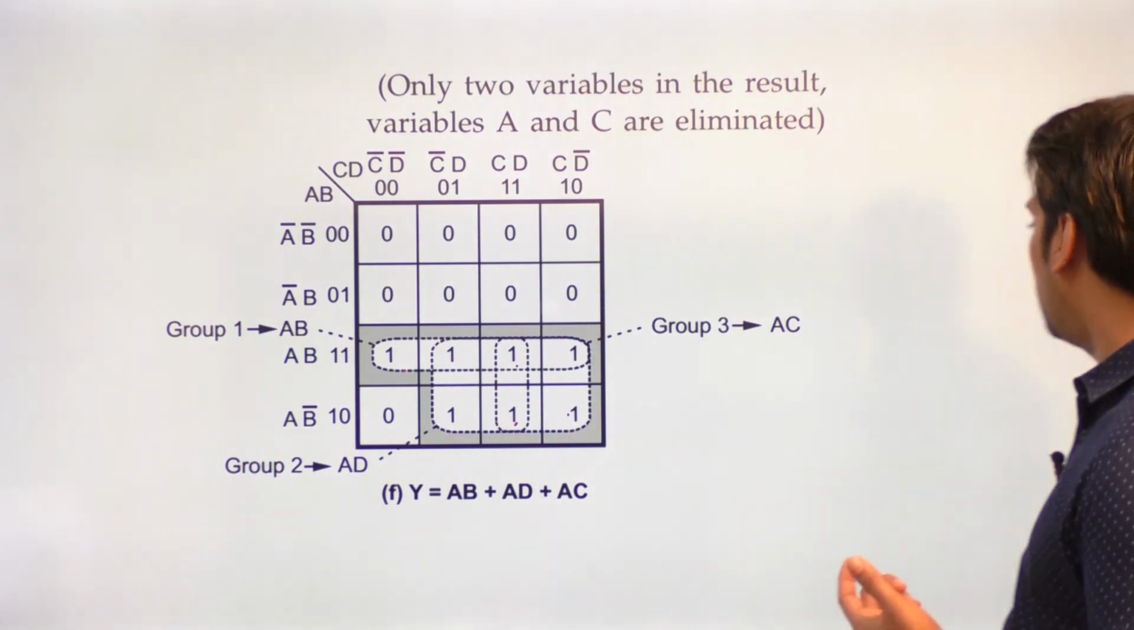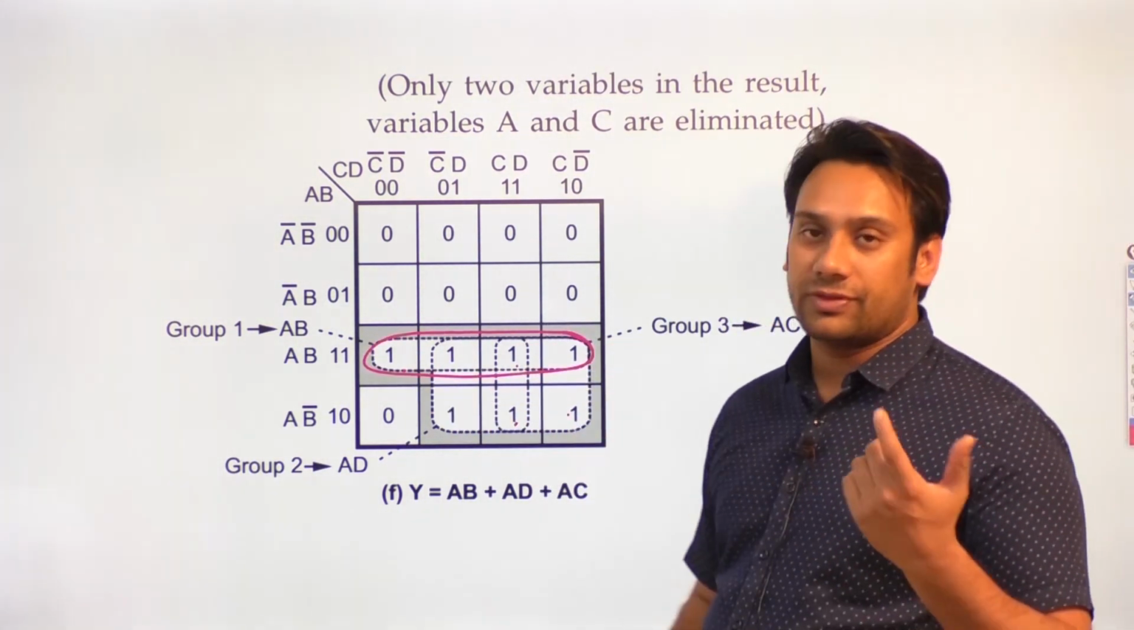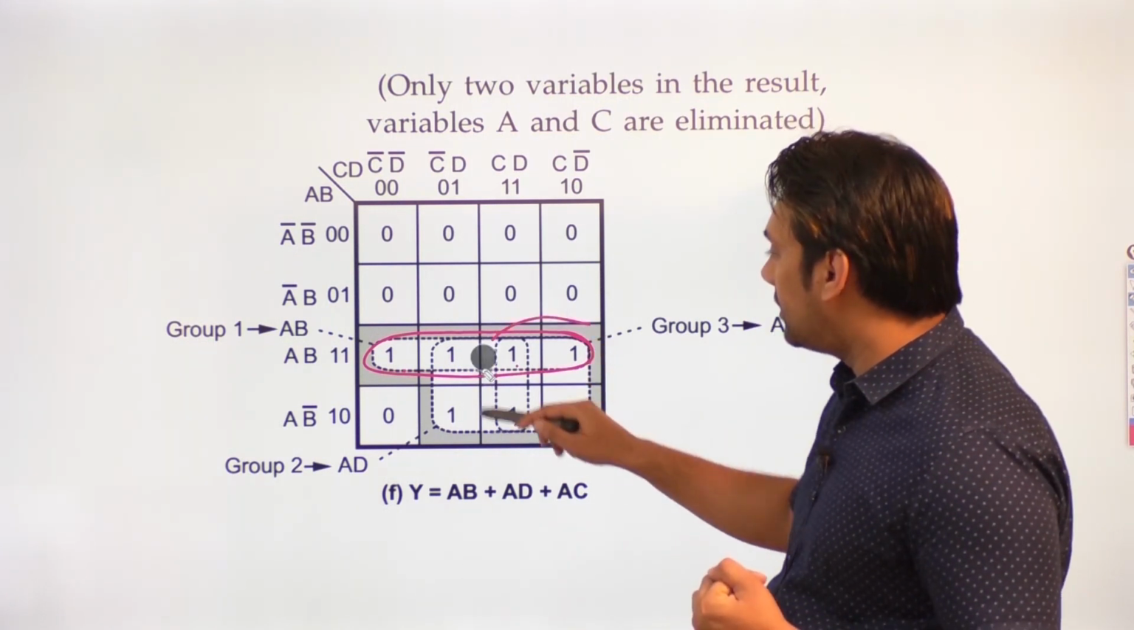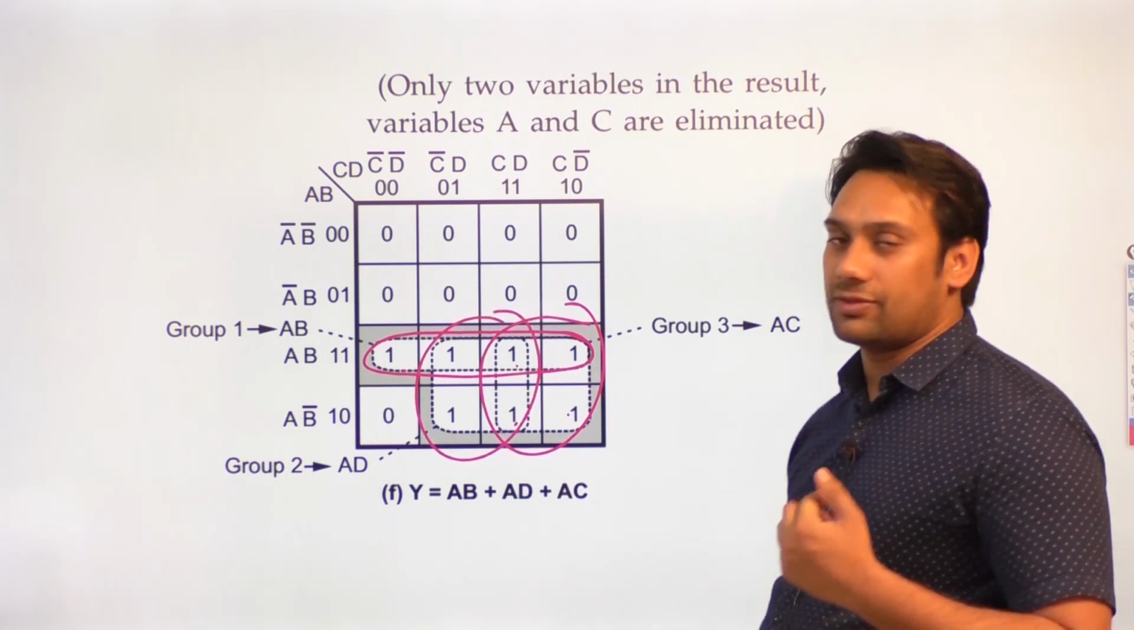So now what I can do here is I can make this subcube. It is of size 4. I can make this subcube. It is of size 4. I can make this subcube. It is of size 4.